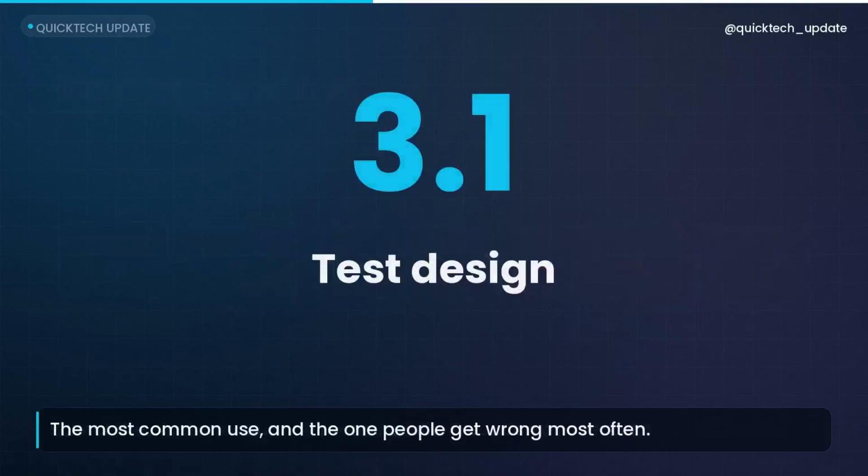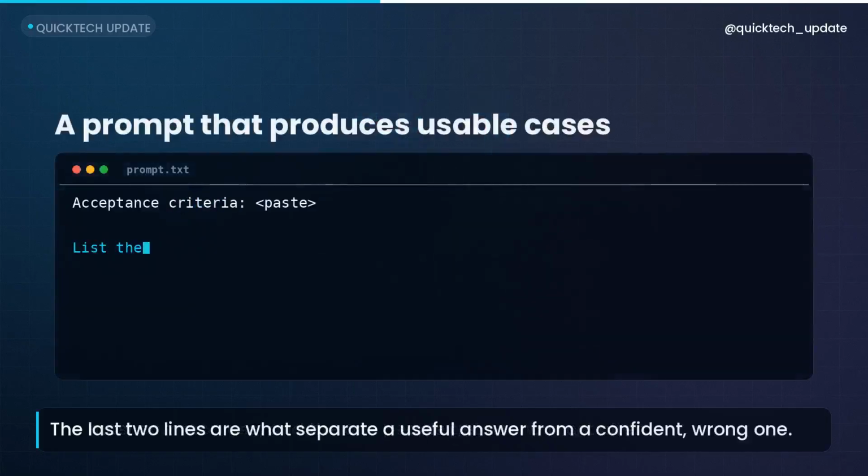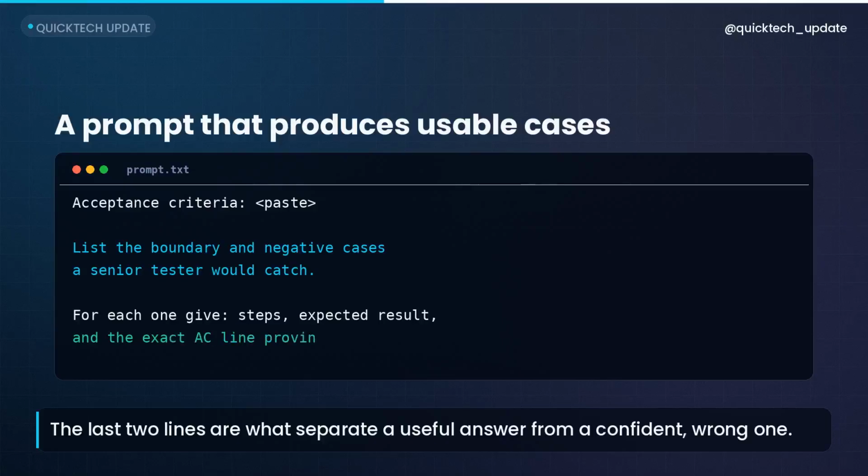Deep Dive 1, Test Design. The most common use, and the one people get wrong most often. A lazy prompt gives you 20 shallow test cases you'll delete. This is the version that earns its place. Give it your acceptance criteria. Ask for the boundary and negative cases a senior tester would catch.